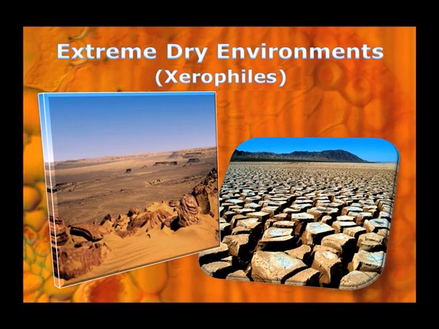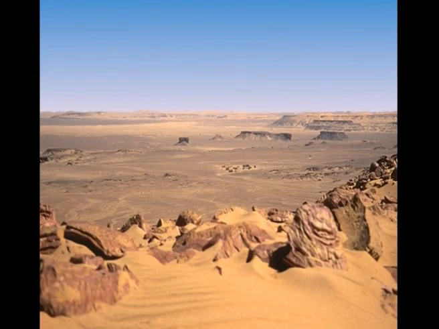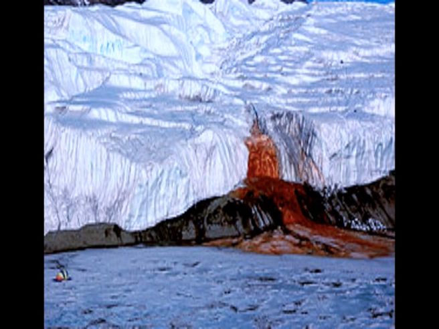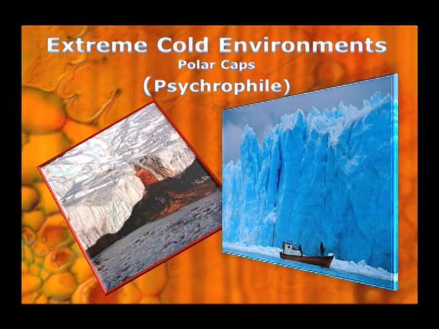Xerophilic archaea. Xerophiles or xerophilic archaea are found in extreme dry environments. The soils having extreme dry conditions, in the case of deserts with water activity at around 0.8, are where the xerophilic archaea are found. Psychrophilic archaea. The psychrophilic archaea are found in polar caps as well as glaciers. They can withstand minus 15 degrees centigrade temperature.